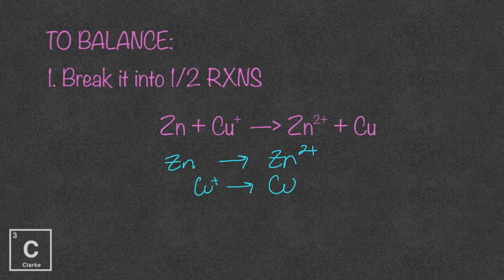Okay, so let's put those electrons. Zinc went from 0 to +2. That means that it lost 2 electrons. So let's make sure and show that. And then copper, for it to go from the ion copper to its free element copper, it had to gain an electron. So we need to show that gain. Remember, we show loss as a product, we show gain as a reactant. Okay, so here's our half reactions.